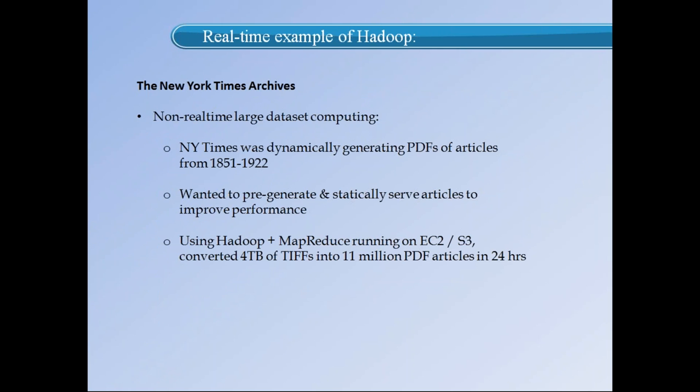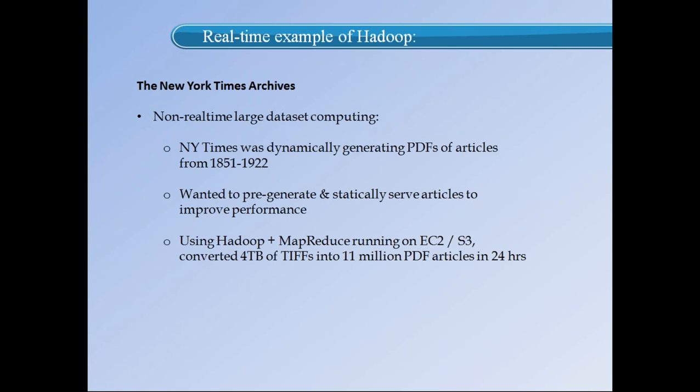Let's come to a real-time example of Hadoop: the New York Times archives. You can Google it with just this name, the New York Times archives, and get complete details. I will explain in short what happened and what they used Hadoop for. This is non-real-time large dataset computing. The New York Times was dynamically generating PDFs of articles from 1851 to 1922. They wanted to pre-generate and statically serve articles to improve performance.